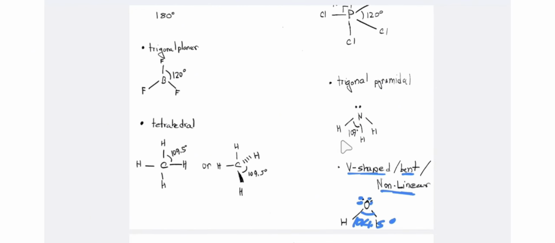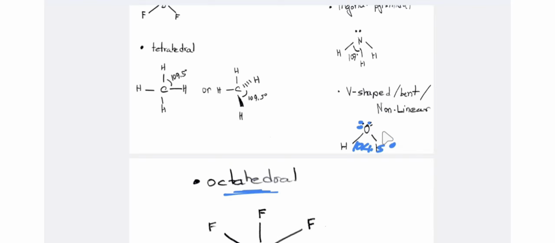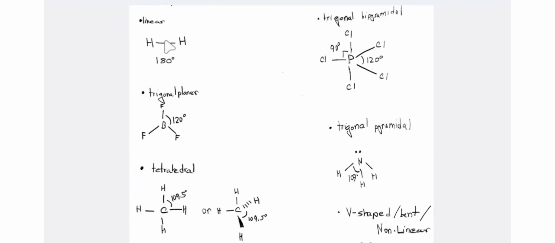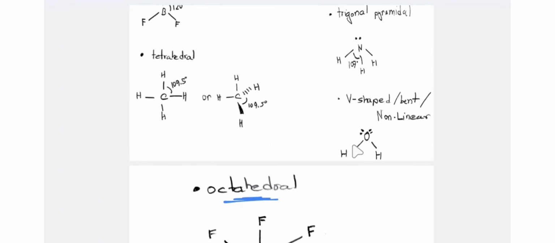Then for ammonia, it is 107 degrees, and due to the lone pair of electrons, the bond angle decreases. Instead of forming a closed triangle, it forms a 107 degree bond angle due to the repulsion by the lone pair of electrons. Similarly for water, instead of forming a straight line with a bond angle of 180 degrees, it forms a non-linear, bent or V-shaped structure.